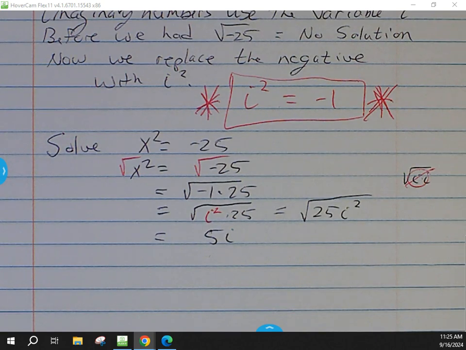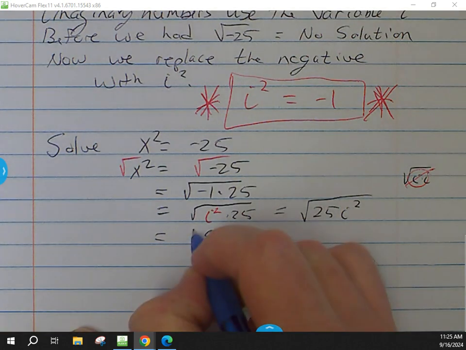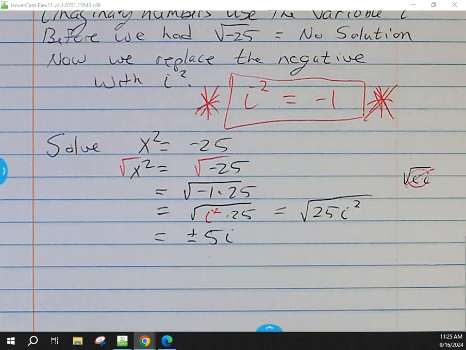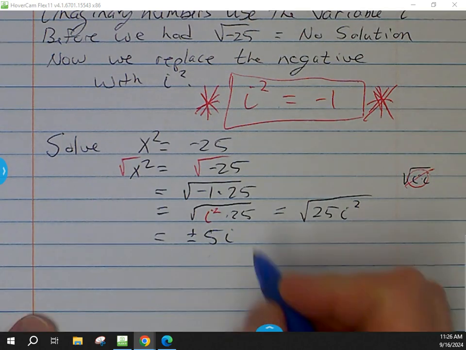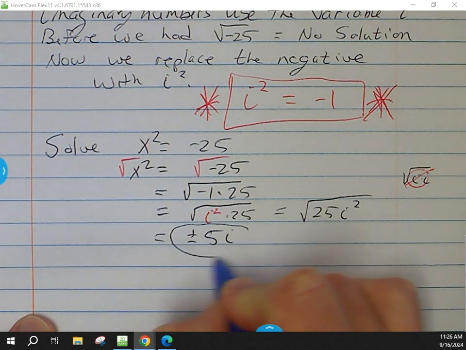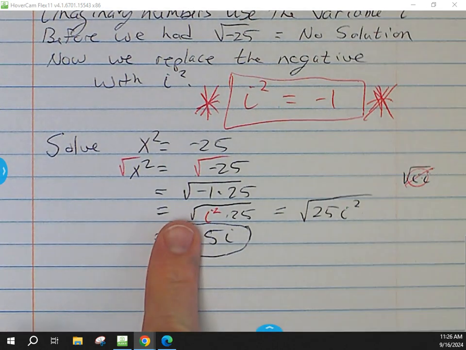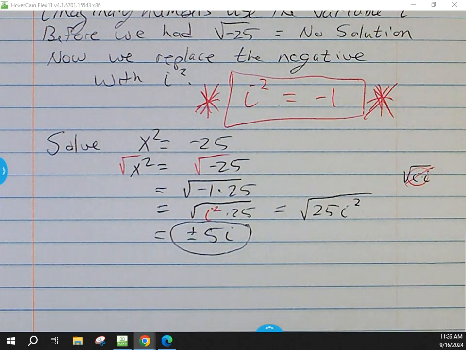Okay, so with that one, now here's the thing. If it's x squared and it asks you to name all the solutions, you're still going to put the plus or minus on there. If they ask you for just one solution, you don't have to worry about putting the plus or minus. So if they say to list all the solutions, you'll put plus or minus 5i. If they ask you for just one solution, you can just leave it as 5i, so that's going to depend.